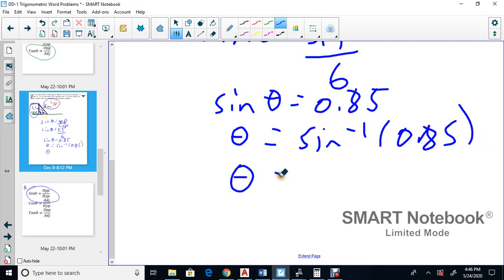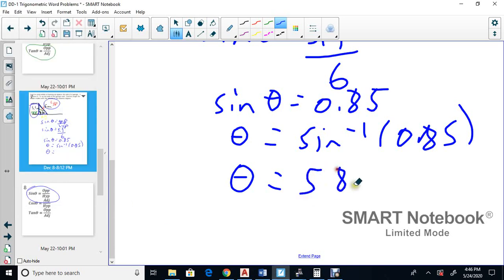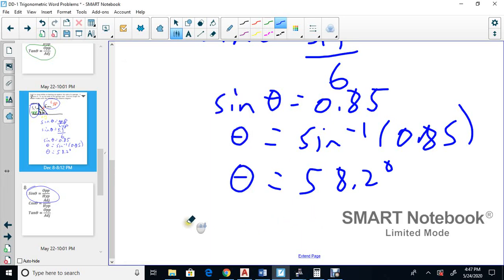And depending on your calculator how you do this. On this calculator, there's a second sine. You'd first put second sine on this one, and you put 0.85, and you get 58.2 degrees. If you were to use a different style calculator, first you'd have to put the 0.85, and then you go here second sine, and you still get 58.2. So you have to know your calculator. Okay, we got our angle.